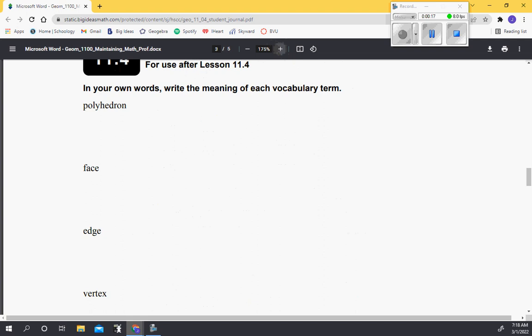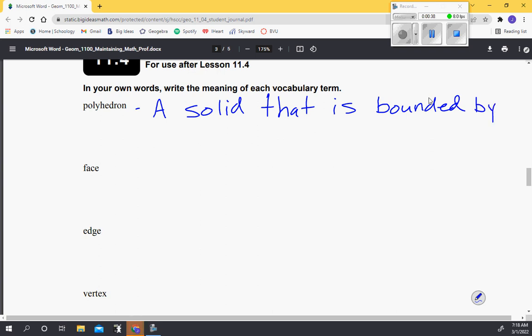The first one, a polyhedron. A polyhedron is a solid that is bounded by polygons. And we have talked about polygons. We know what polygons are, right? Square, triangle, rectangle, pentagon, hexagon, octagon, all those. Okay?